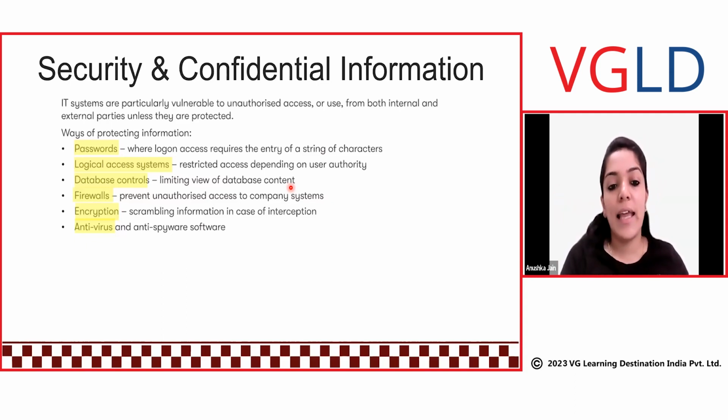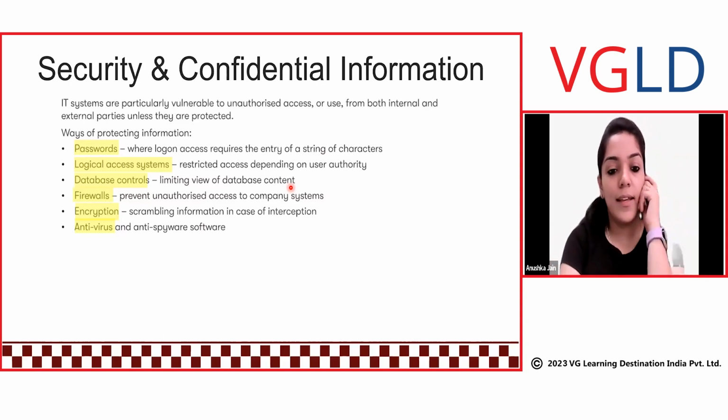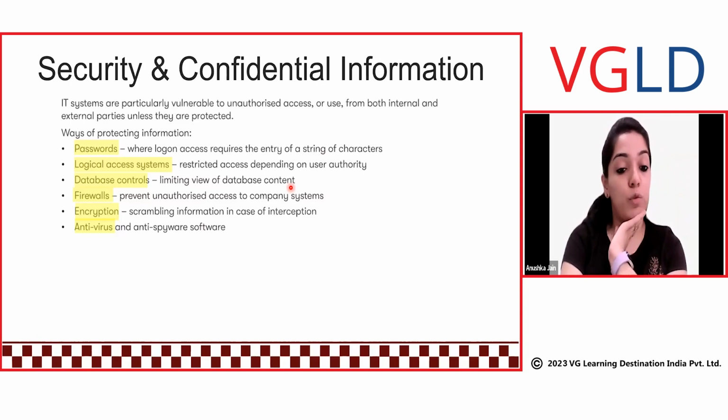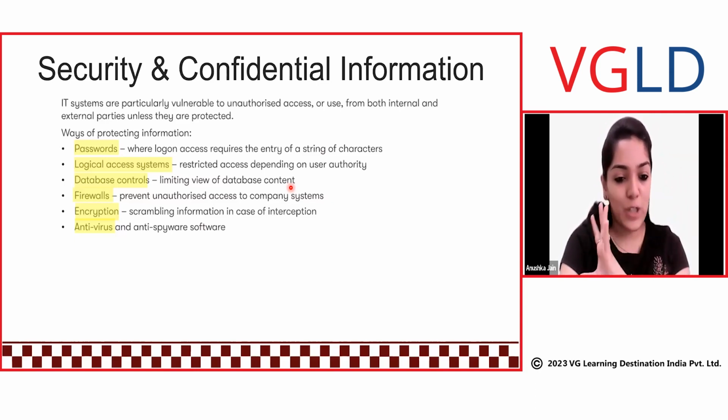Next, encryption. Scrambling information in case of interception. Can you tell me what it is? It is a very age-old practice, so it was used even during wars. If you want to communicate certain words, you replace the letters in those words by something else, so that if an unauthorized person is trying to read that document, he will not understand it because it is written in a code language. That is what encryption does in a nutshell.